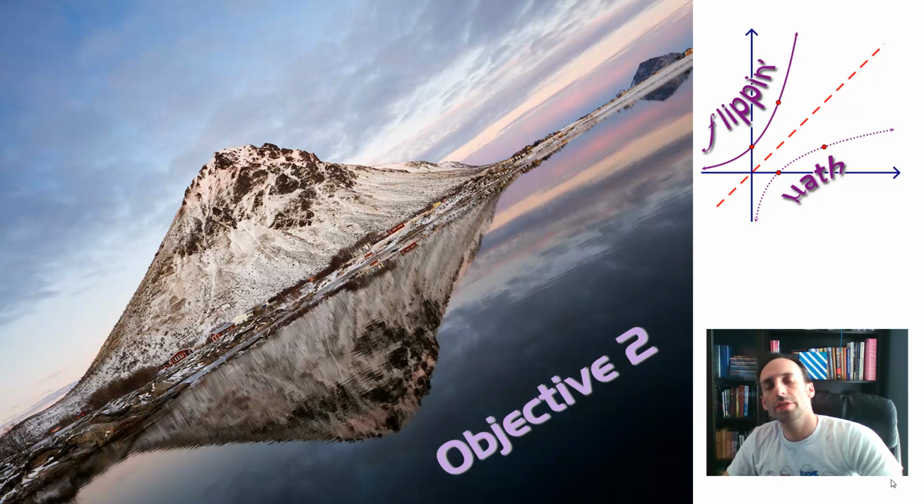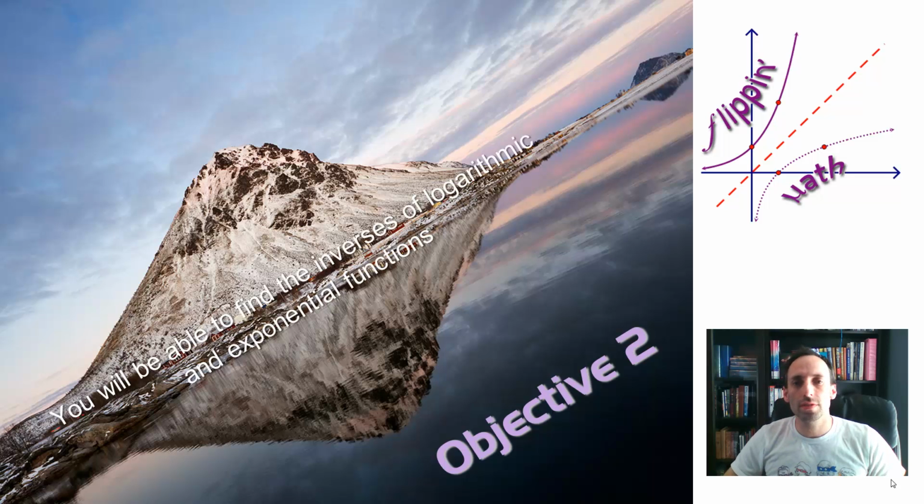All right, in objective 2, we've got a picture that seems kind of tilted a little bit. It's tilted because, well, you see there's a reflection right there. And we've talked about reflections across that diagonal line, essentially y equals x. What does that give you? That gives you inverses, and that's what this objective is about: being able to find the inverses of logarithmic and exponential functions. Okay? And it should be a piece of cake.